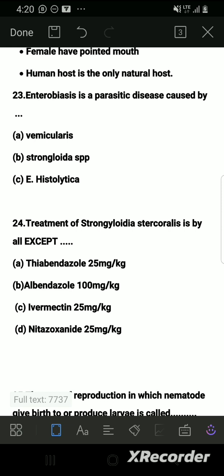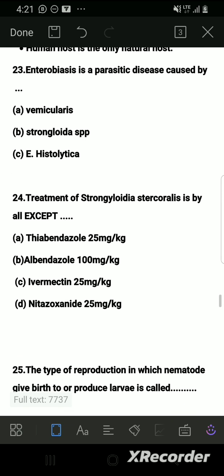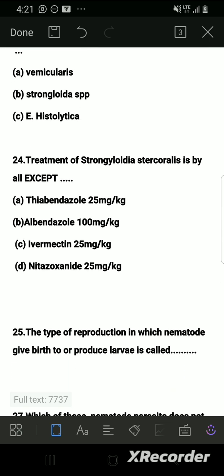From what we have here, thiabendazole is involved in the treatment of Strongyloides stercoralis, as are albendazole and ivermectin. All of them are used for its treatment. So you can make use of any of these listed drugs, with the exception of nitazoxanide, which is not used for treatment of Strongyloides stercoralis. So our answer is D.